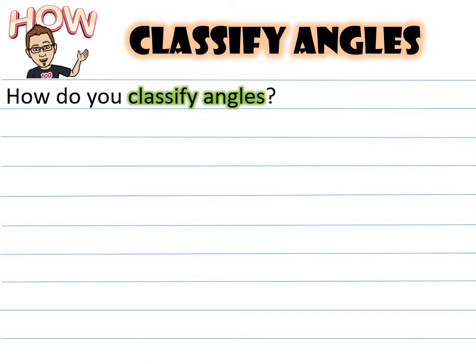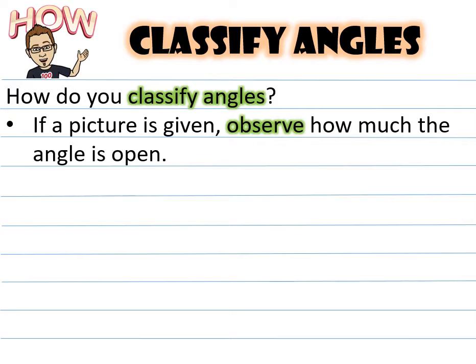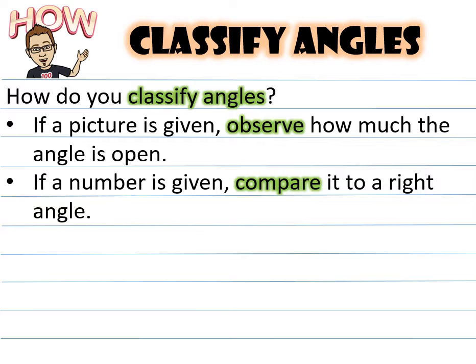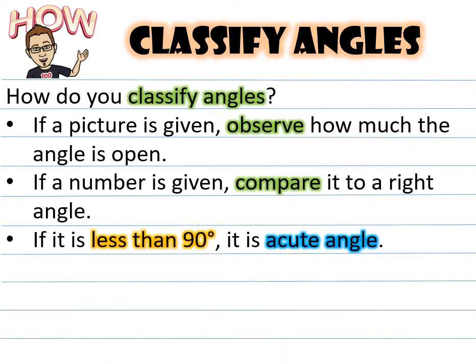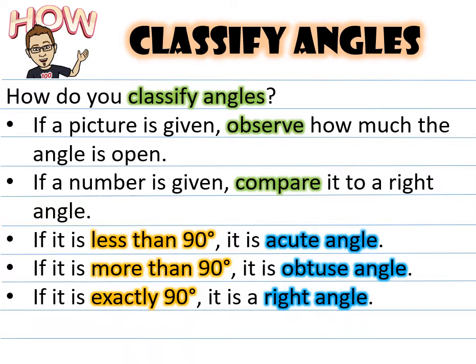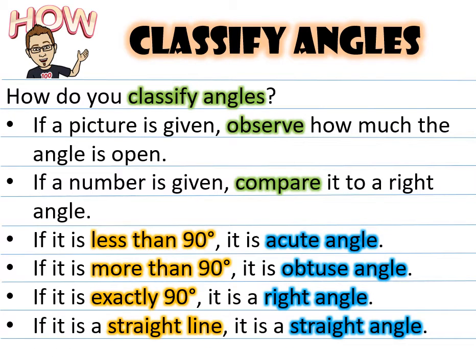How do you classify angles? Well, if a picture is given, observe how much the angle is open. If a number is given, compare it to a right angle. If it is less than 90 degrees, it's an acute angle. If it's more than 90 degrees, it's an obtuse angle. If it's exactly 90 degrees, it's a right angle. And if it's a straight line, it's a straight angle.